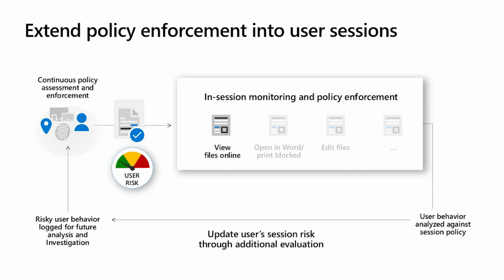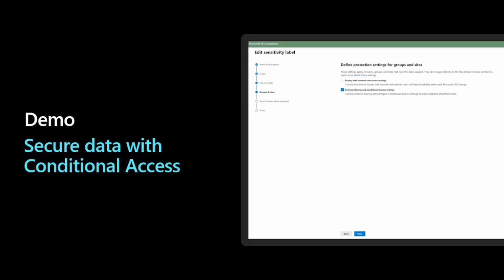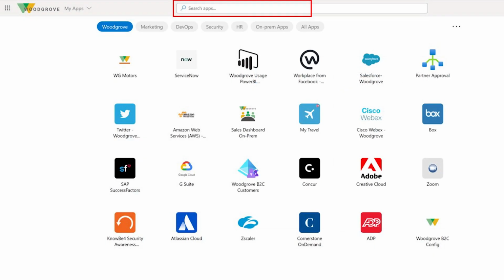This Ignite, we are announcing the ability to apply policies to data and actions within the app. This will allow you to require higher security for your sensitive actions and data while allowing users to be productive. Let's show you how. In this demo, I'm an end user and I'm in the My Application portal where I can see all the apps that I need to get work done.